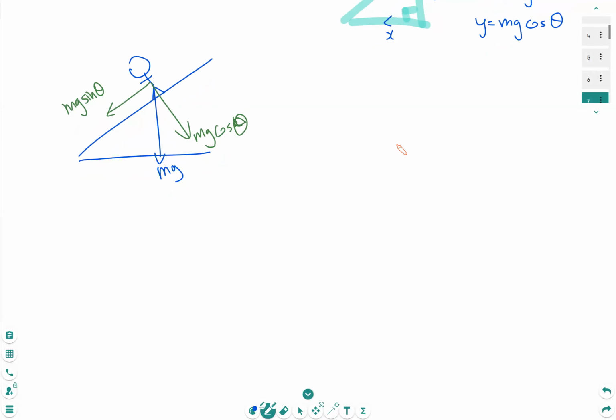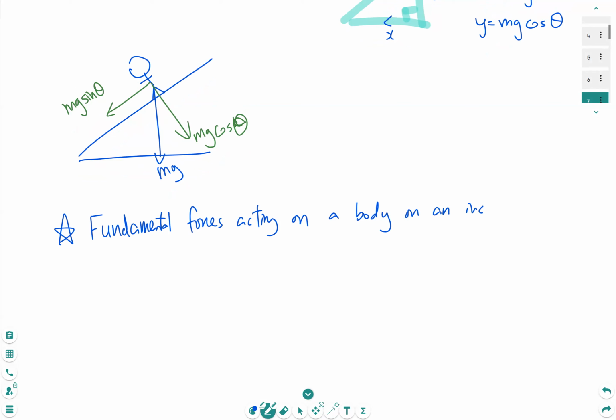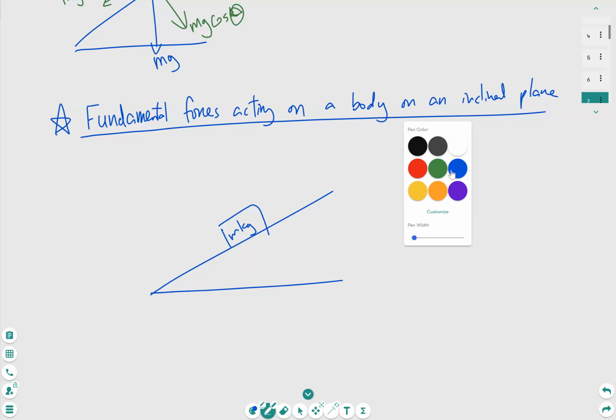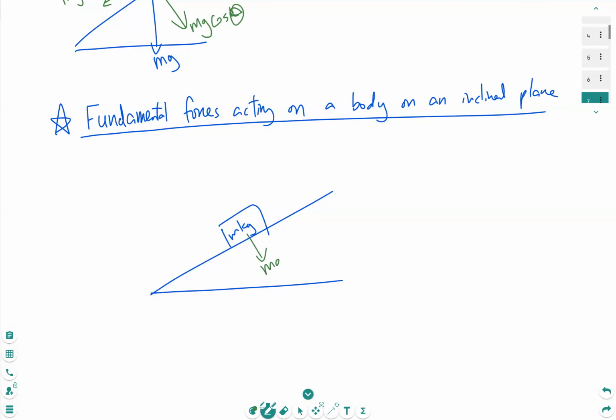These are the forces. So what do I call the fundamental forces? The fundamental forces acting on a body on an inclined plane. So on an inclined plane, essentially what happens is, if you have a box of m kilograms, you would have to put in mg, and that's theta, cos theta.